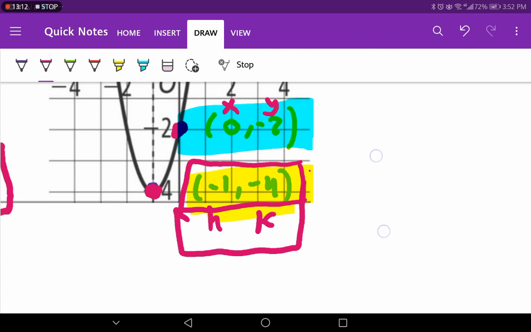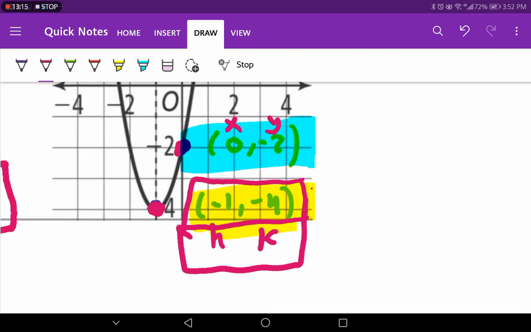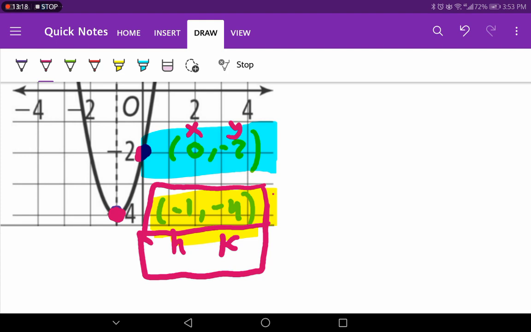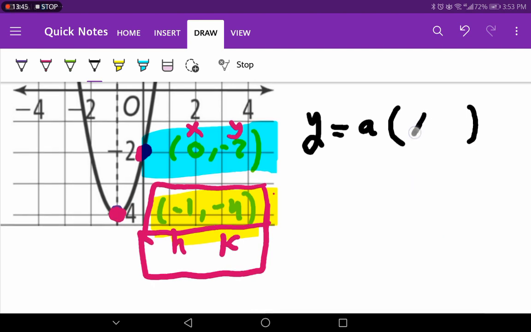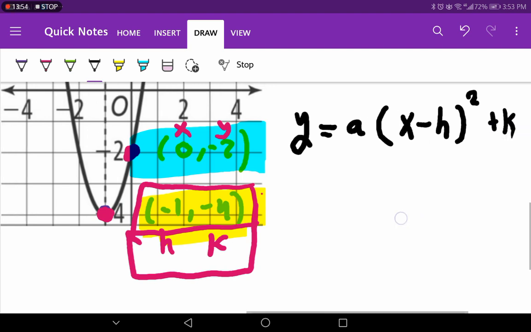Okay, let's go. Now, as you know, my dear students, the equation of the vertex form is y equals a, multiplied by the difference of x minus h, squared, plus k. Are you happy with that?